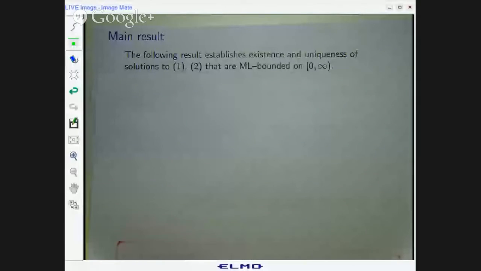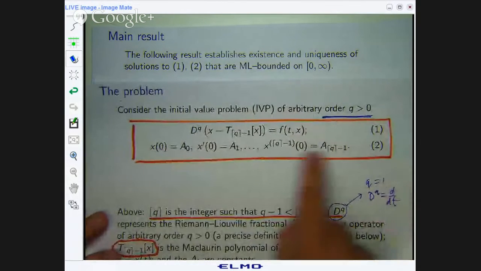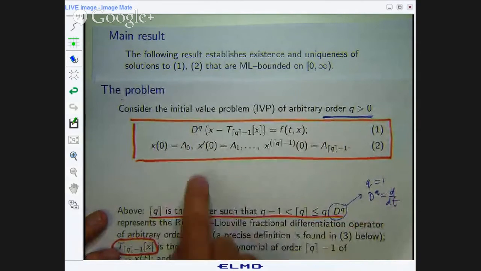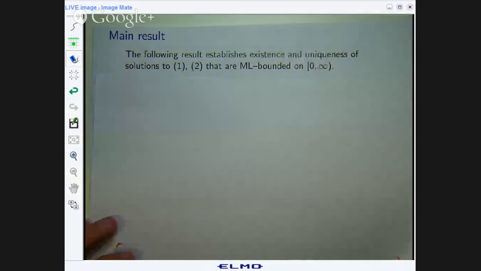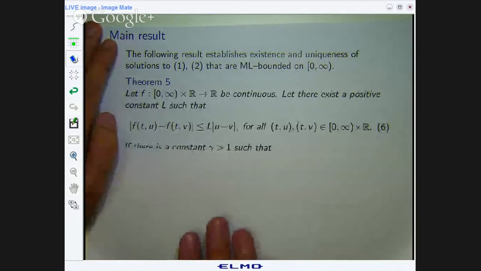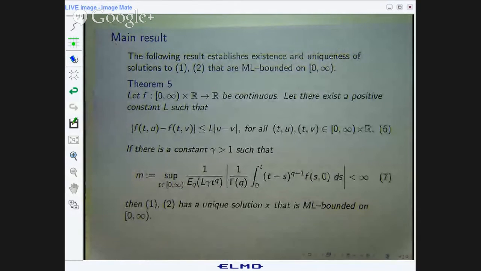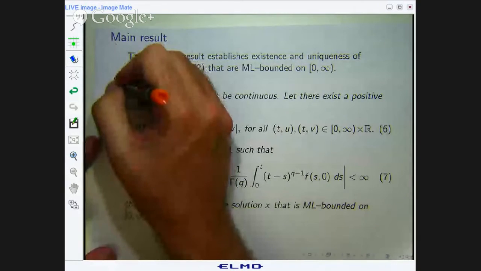The main theorem of this presentation. So this is the main theorem that you can find in the paper, which I'll post a link to. All right, so now we can answer the question: when does my original problem have a solution, and when are the solutions bounded by this Mittag-Leffler function on the half line? Okay, so here it is. It's quite a long theorem, so let me just break it down. It's a little bit abstract on a first viewing.